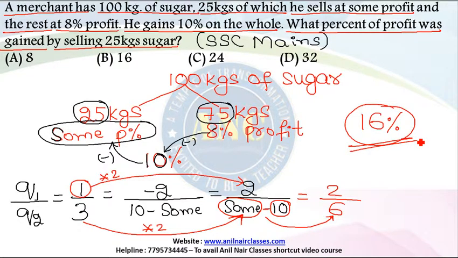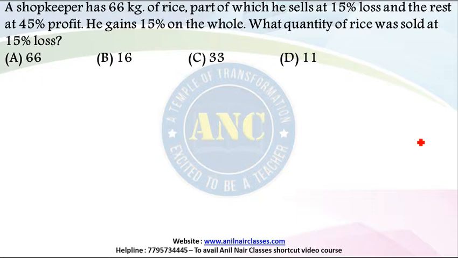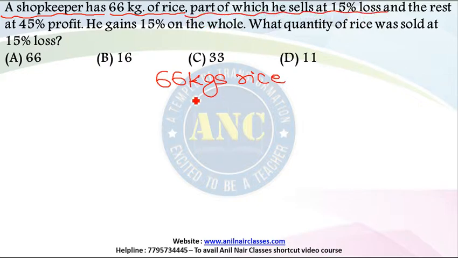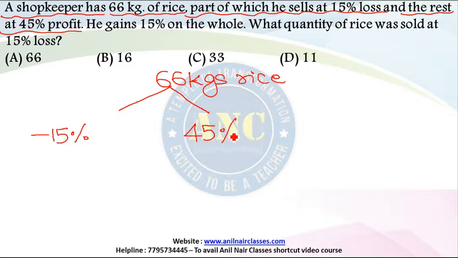Let me explain one more question. I will definitely take two similar kinds of questions wherever required, so that you will not find any difficulty. Now see here, your question is, a shopkeeper has 66 kgs of rice. Total kgs of rice the shopkeeper has is 66 kgs. Part of which he sells at 15% loss, and the remaining at 45% profit.